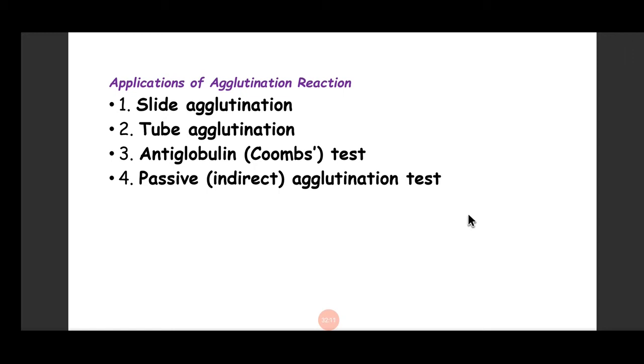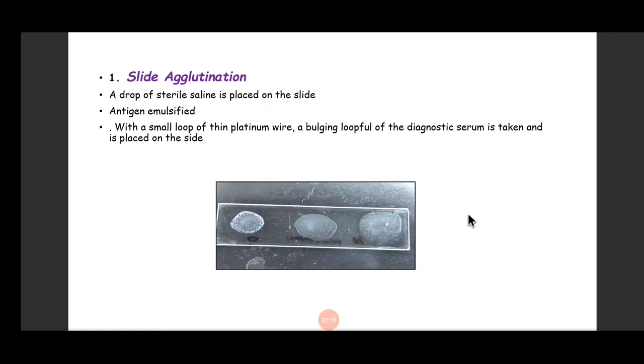So there are different types of agglutination: slide agglutination, tube agglutination, antiglobulin test or Coombs test, and passive agglutination test. Slide agglutination is simply that you take one bacteria and emulsify it in normal saline, and then you add one loopful of antibody to it, and look for the clumping. Here the clumping has taken place, here it has not taken place. So this one is a positive antigen antibody agglutination reaction, and this one is a negative antigen antibody agglutination reaction. We use it for the identification of different organisms.